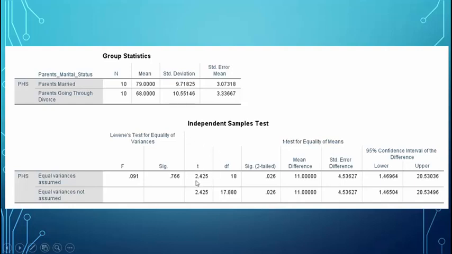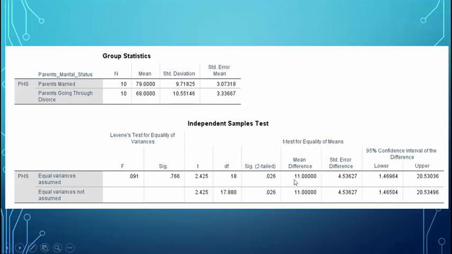Here's our t that SPSS computes for us. Here's our degrees of freedom. In this case, degrees of freedom is number of participants in both groups, which would be 20, minus 2. That gives us 18. Here's our significance. This is what we're looking at. We're comparing this to the 0.05 significance level. So if I said, is this significant at the 0.05 level? Well, 0.026 is less than 0.05. So this is statistically significant.